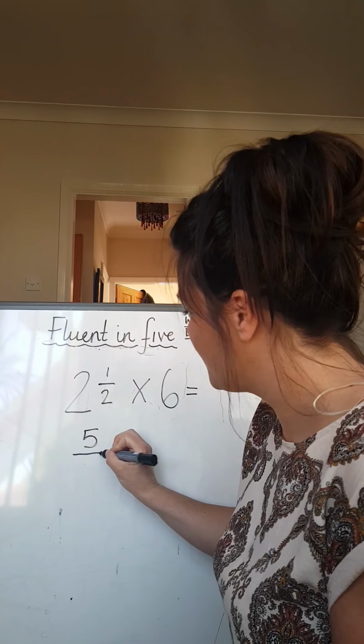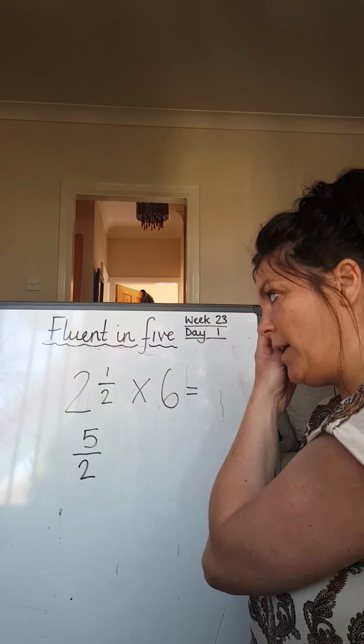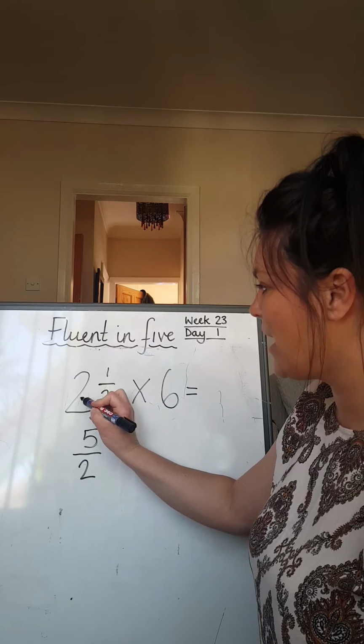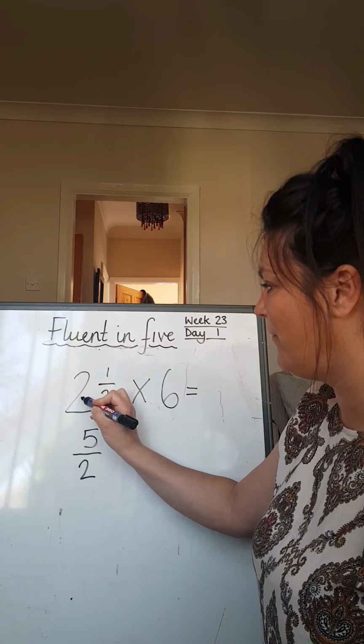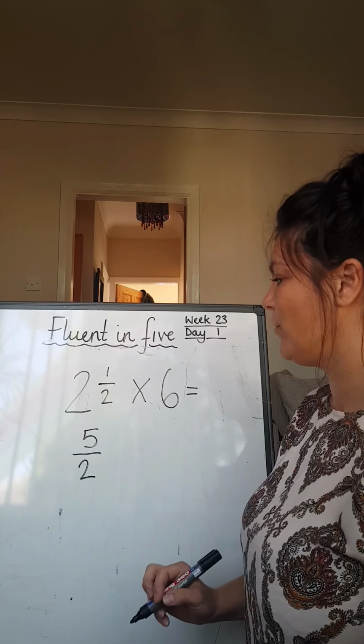5 halves. Now this comes up in next week's maths, so if you didn't understand that, just bear with me and we'll keep going over it in the little videos. So I did 2 times 2 because I've got 2 wholes, so I've got 4, and then add the 1, which is 5. So altogether I've got 5 halves.